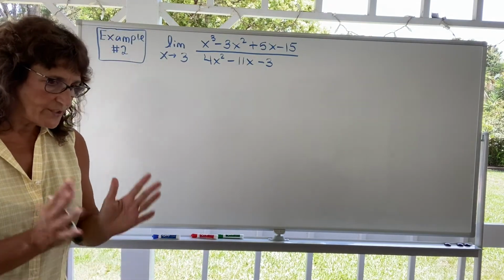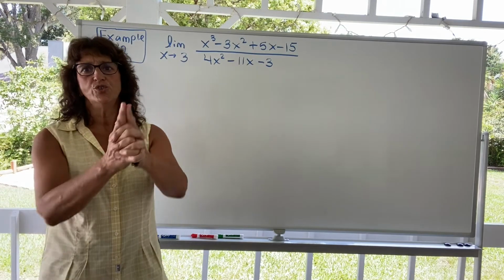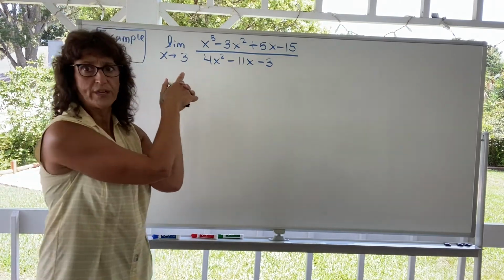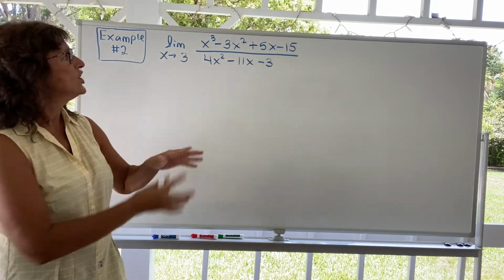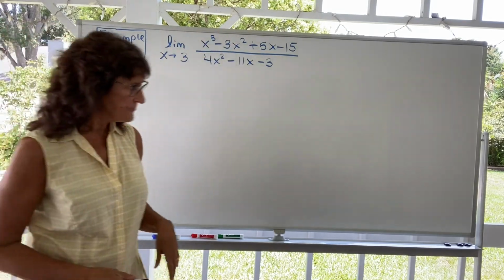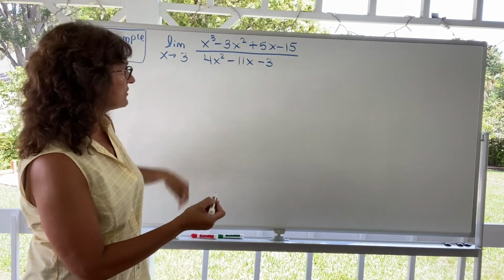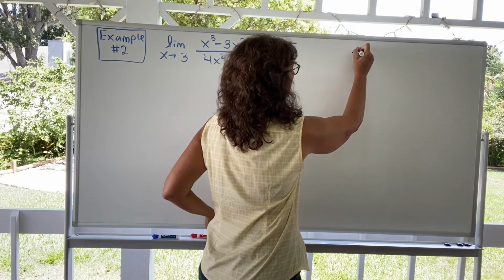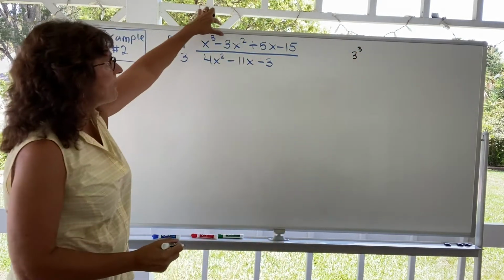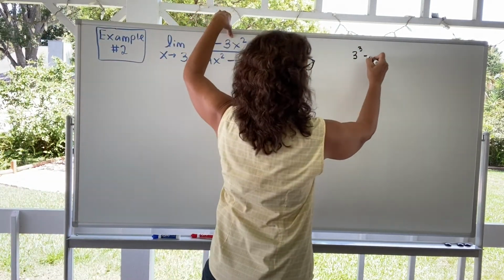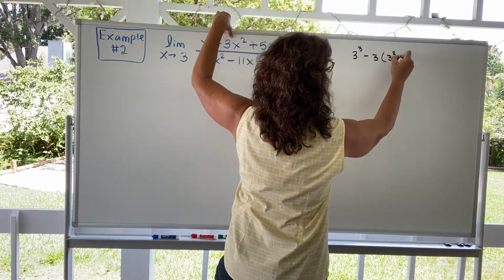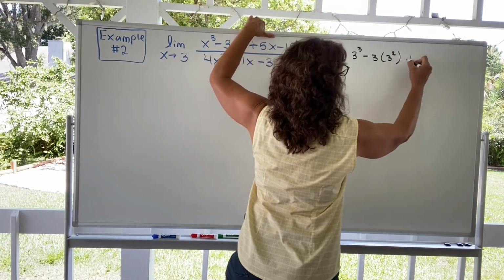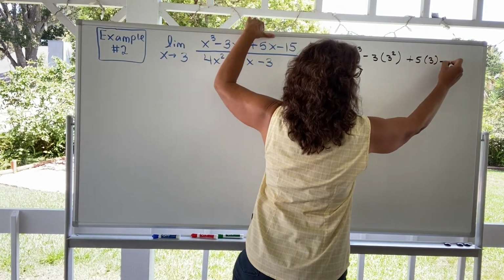So how do we evaluate limits? The very first thing you do analytically when you're evaluating limits is we take this c value, this number here, 3, and we're going to substitute it in. So what is that going to give us? I'm just going to work this off to the side. So it's going to give us 3 cubed minus 3 times 3 squared, plus 5 times 3, and then minus 15.